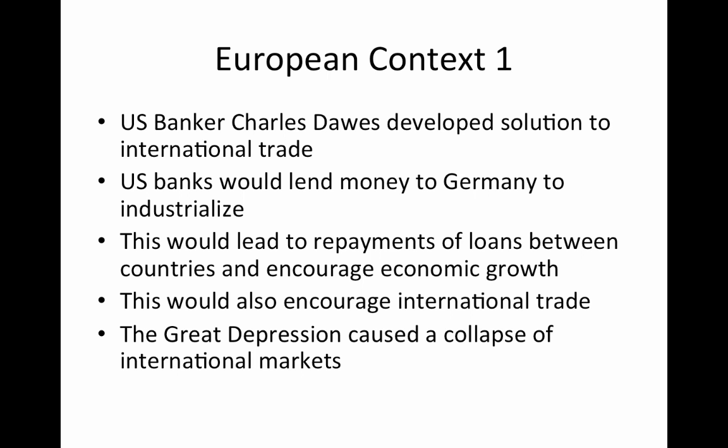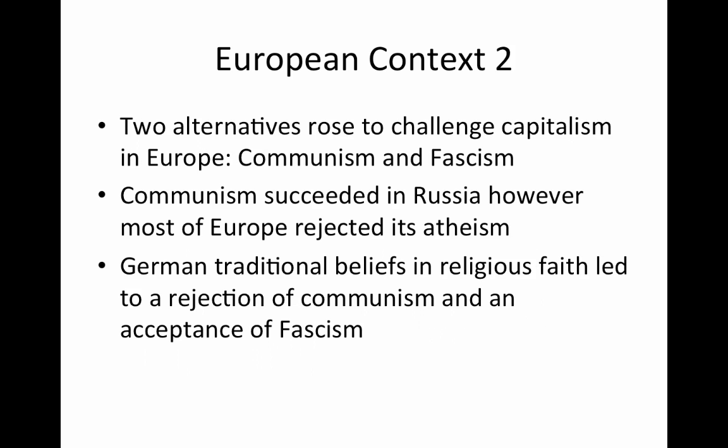However, the Great Depression hits in 1929, and when it does so, it crashes the American banks, and that is going to crash the European context. When that is crashed, two alternatives arose within Europe. They were the radical challenges to capitalism and democracy: communism and fascism.